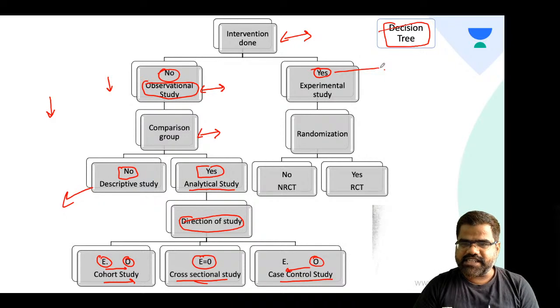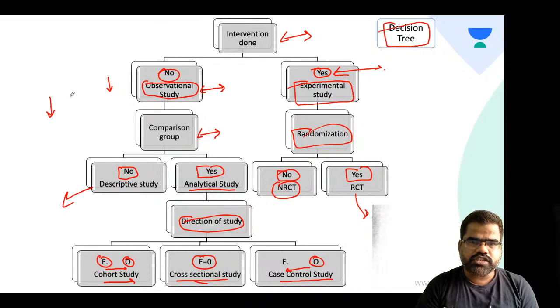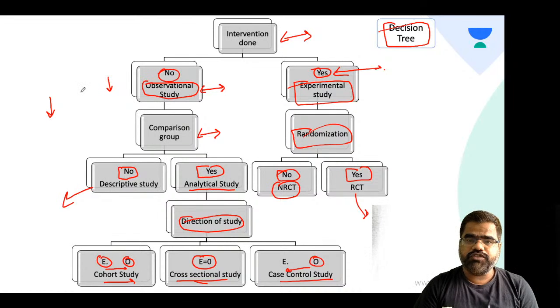Intervention done? Yes. I am saying I will do intervention. When I am doing intervention, it becomes an experimental study. Then the next question is, are you doing randomization? I say no. If I am not doing randomization, then it becomes a non-randomized controlled trial. If I am doing randomization, it is called a randomized controlled trial. So this is also a way to understand different types of epidemiological method, right?